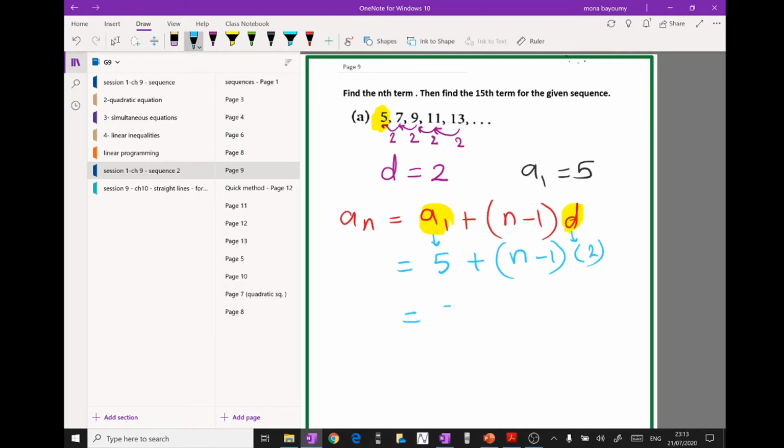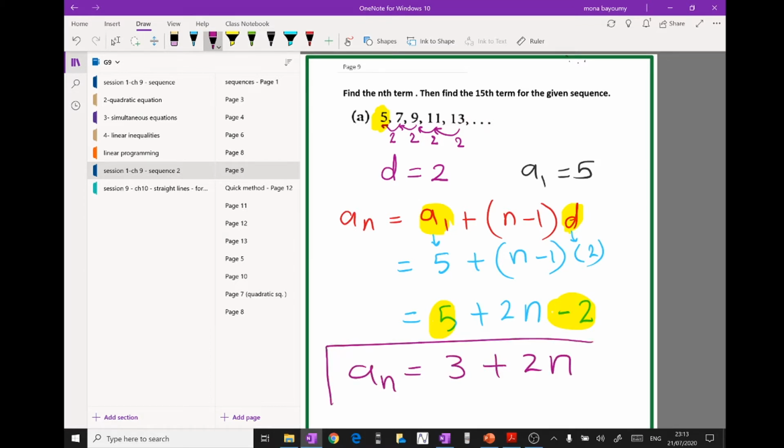So it is equal 5 plus 2 times n, which is 2n. 2 times negative 1 is negative 2. We have like terms, which are negative 2 and 5. I will add or subtract them. 5 minus 2 is going to be 3 plus 2n. So a_n is equal to 3 plus 2n.